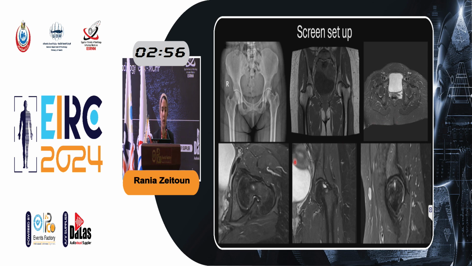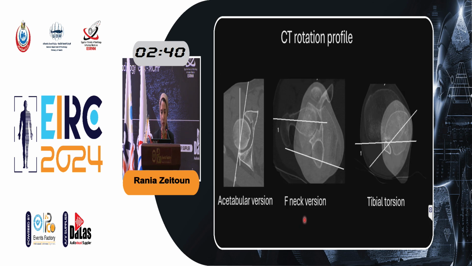And then for the high resolution images, we obtain three sequences: an axial oblique, a coronal, and a sagittal. These three are obtained in the PD FATSAT. They are very helpful to assess the labrum, the cartilage, and the subchondral bone.